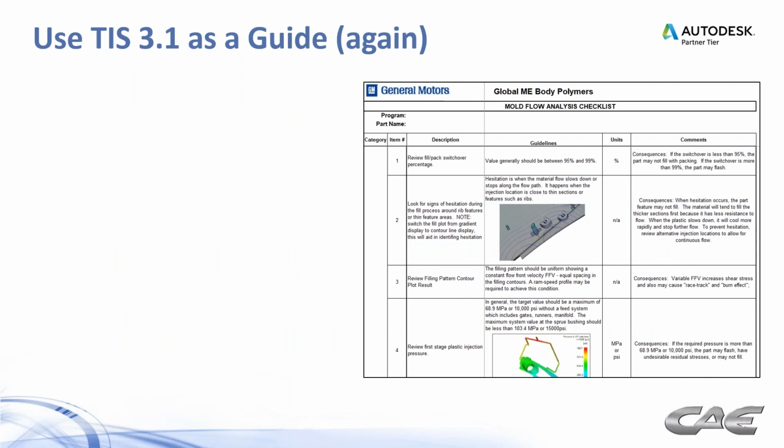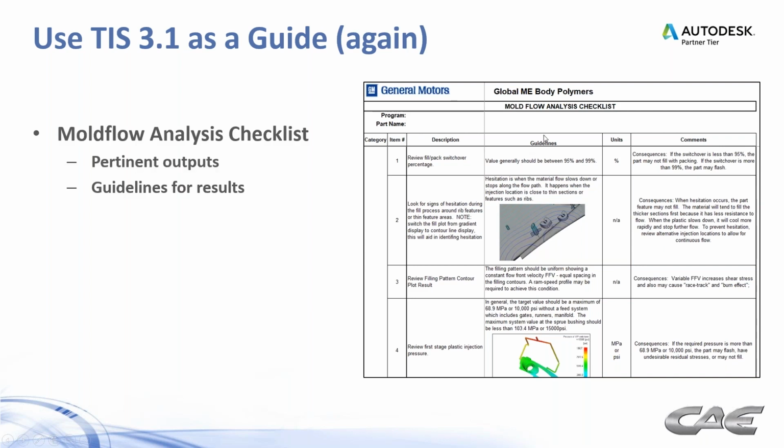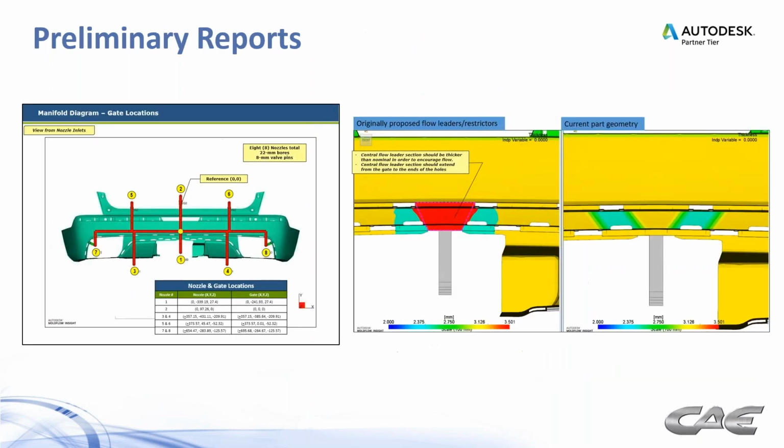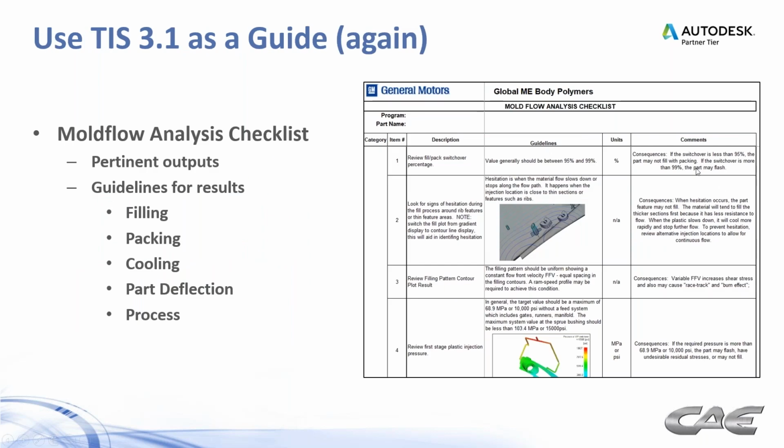For this, you can also use the TIS 3.1 document as a guide. This is the Moldflow analysis checklist. What it does here is it shows you the pertinent outputs, gives you guidelines for the results for filling, packing, cooling, and part deflection or warpage, and then also for process. It also gives you some comments over here on the right to help guide you as to what you should look for.